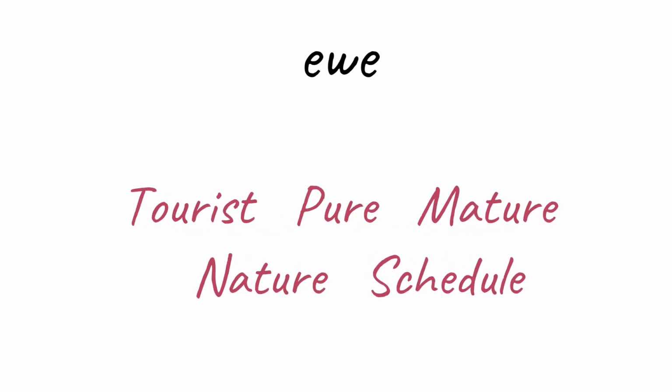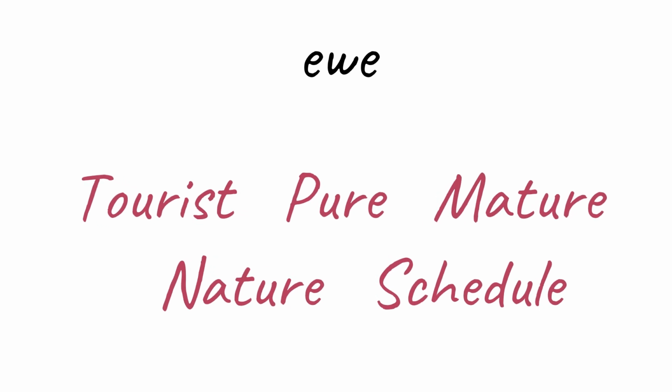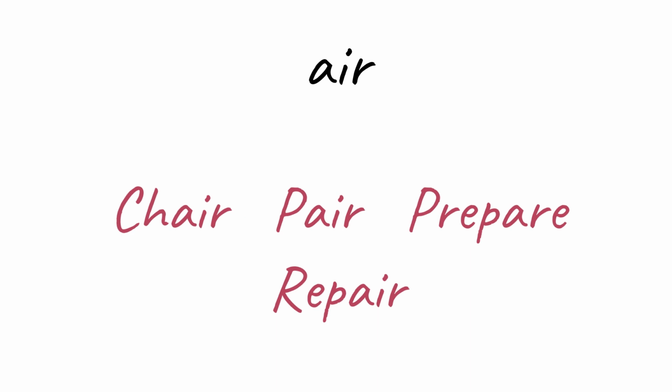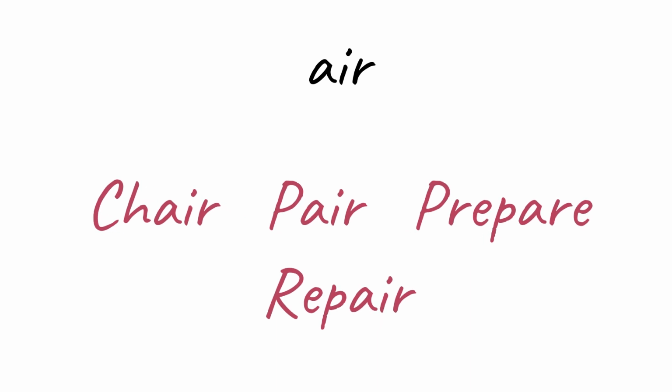And the seventh one is oo. That is tourist, pure, mature, nature, schedule. And the last one, it's air. That is care, pair, repair, prepare. So these are the 8 combinations of diphthongs which will help you to completely get into the native speaker's accent.